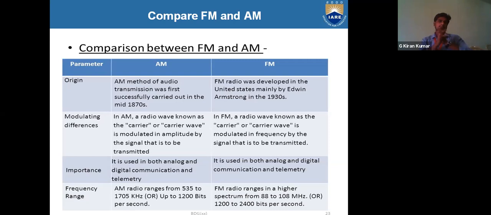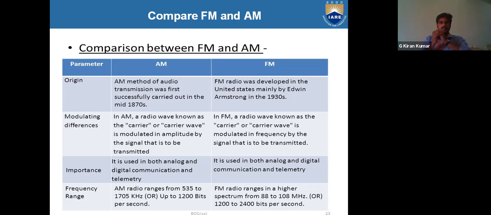And here you can see the parameter is the modulating difference. With respect to the carrier, the amplitude can be changed. In the FM signal, the carrier wave is modulated in frequency by the signal that is to be transmitted. That is, changes in terms of frequency with respect to the carrier are done in FM, and changes in terms of amplitude with respect to the carrier are done in AM.